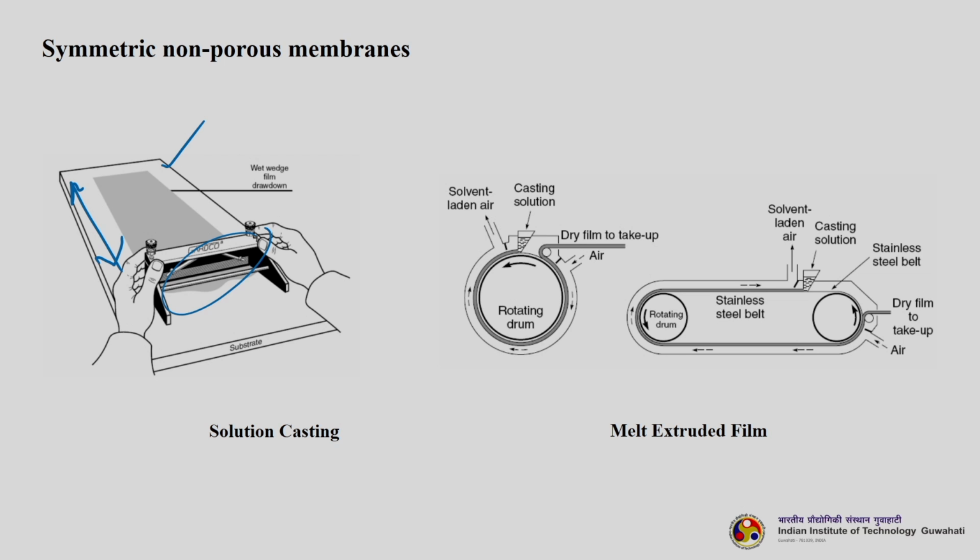Then we have melt extruded film. Here, once you cast the polymer solution, you are pouring it onto a conveyor belt system, which is rotating in this direction, basically stainless steel, and then you are pushing air here, basically dry air. The dry air helps in the evaporation of the solvent from the solution. Then you take the dry film. This is a good way to prepare a symmetric non-porous membrane. In most commercial applications this type of technology is adopted.